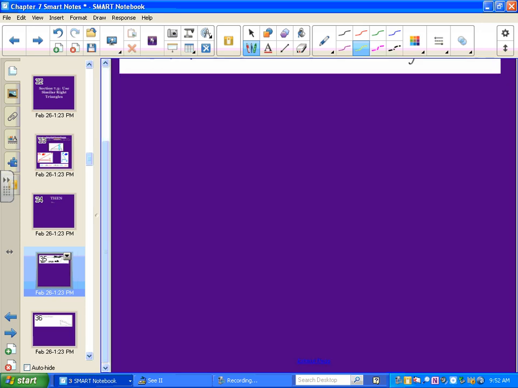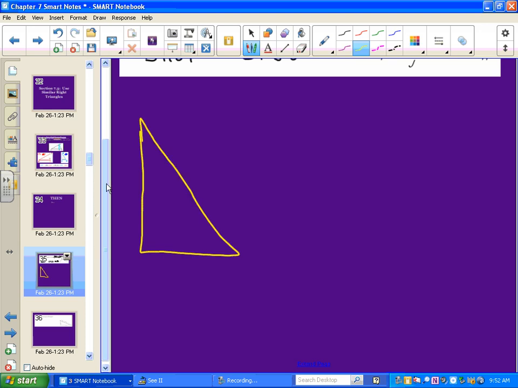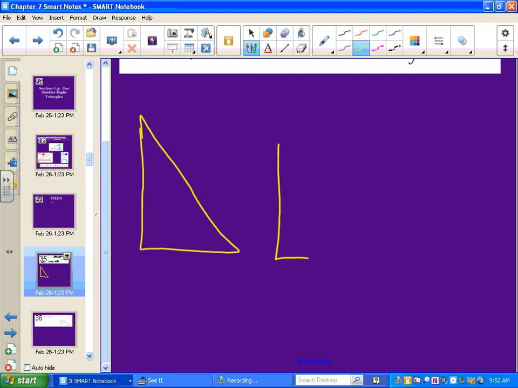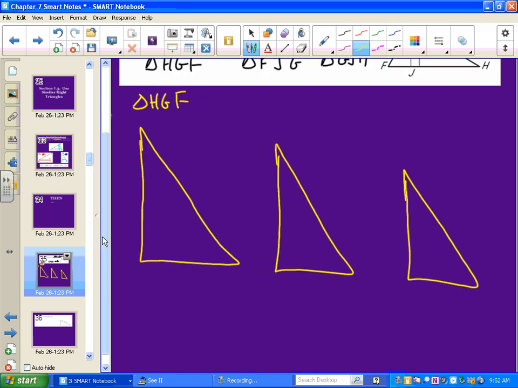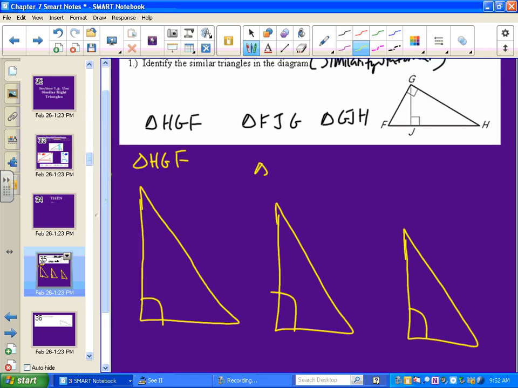We have three triangles, so I draw three right triangles, and I always put the right angle in the bottom left corner. It does not matter what the triangle looks like up here in the picture. I always just draw three right triangles with the right angle in the bottom left. The first triangle is always my original one, triangle HGF. Then the next will be triangle GJH, and the last will be triangle FJG.